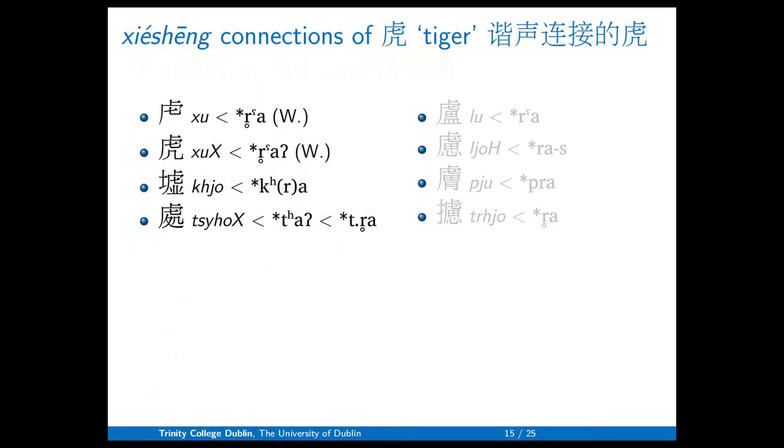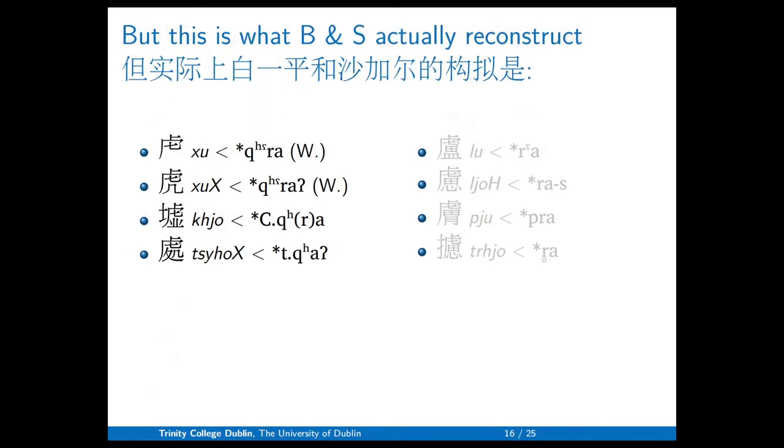But this is not what Baxter and Sagart do. This is what Baxter and Sagart do. So they reconstruct this as QHRA, so this Kra, yeah? And Kra, and then this one we don't know. It could be a T or a K or a T, they don't know, yeah? But they think this one, some kind of consonant, and then this one a T, Ka. So they think that Ka is somehow the same. So I don't know why, right?